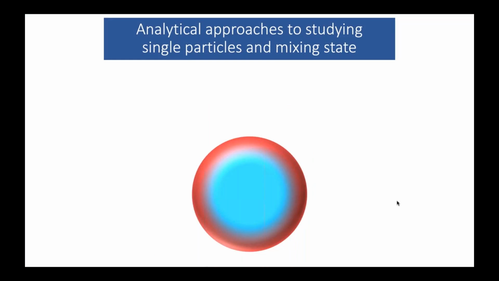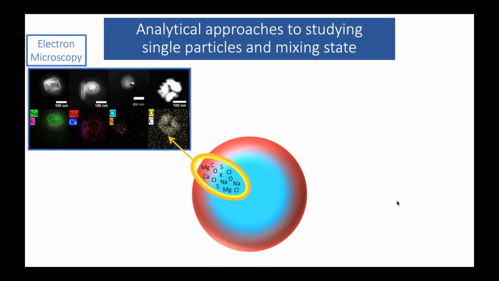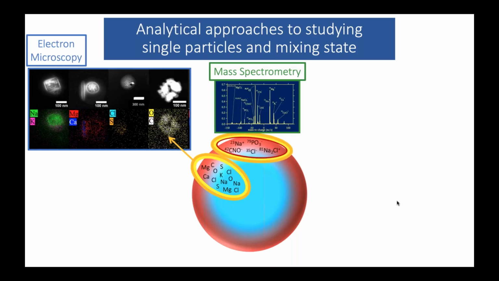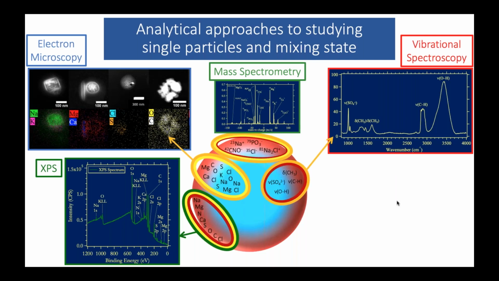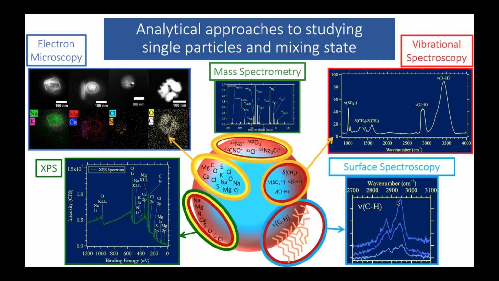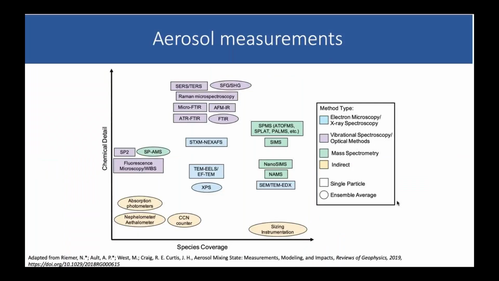So with all of these, we have a number of different tools at our disposal, and this is something that my group works on a bit, looking at electron microscopy, mass spectrometry, vibrational spectroscopy, surface-sensitive spectroscopies like X-ray photoelectron spectroscopy, and other groups do things like sum frequency generation to understand surfaces.